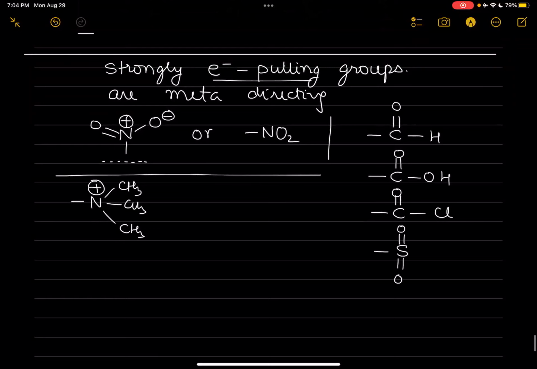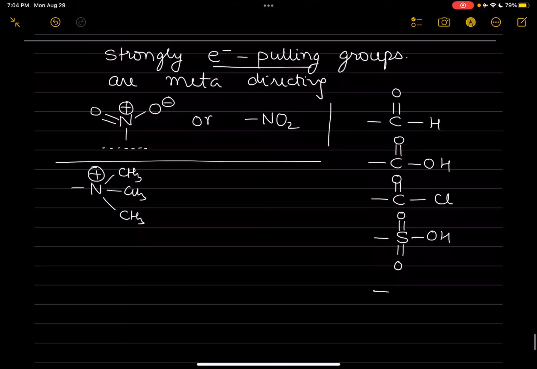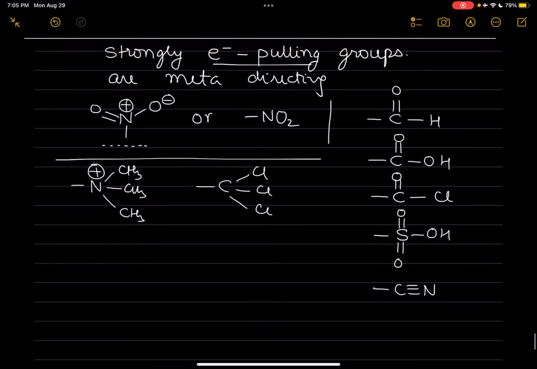Look here, they all have the same characteristics. Or C triple bond N. They have a double bond, and at the other end of the double bond there is one non-metal atom sitting, like oxygen or nitrogen, and that will pull the electron, and that's why they will pull the electron from the benzene. Or they have a positive charge, or they have some very highly electron withdrawing group like CCl3. All these groups are meta directing.